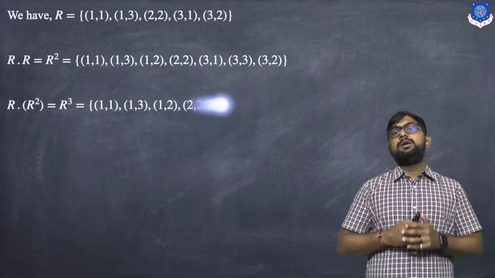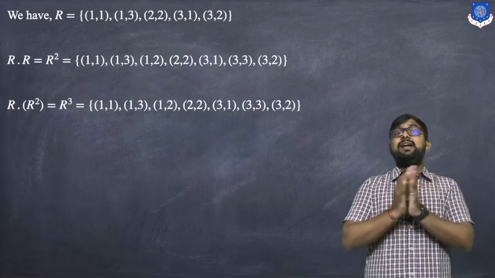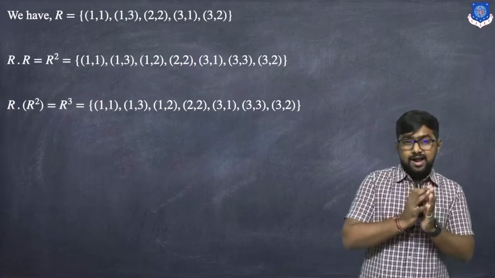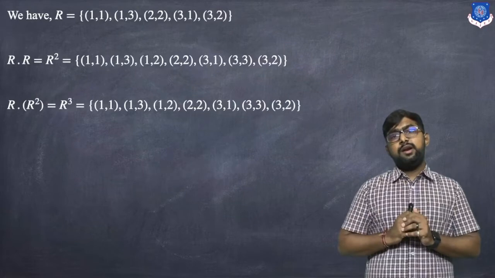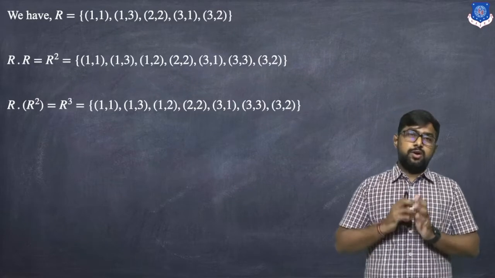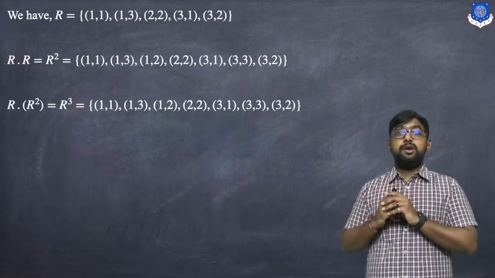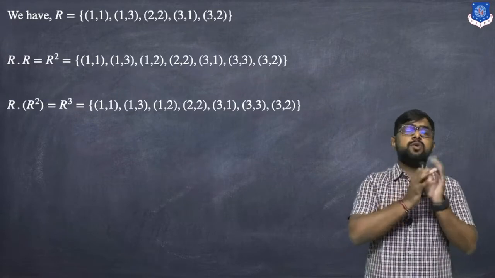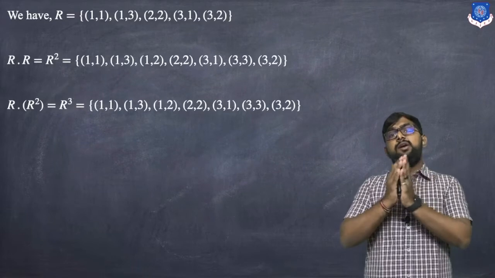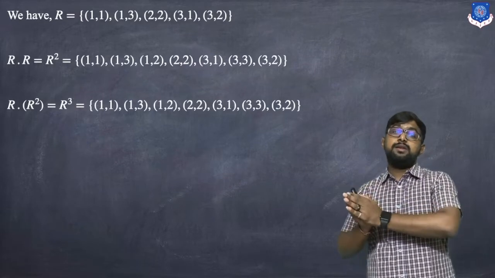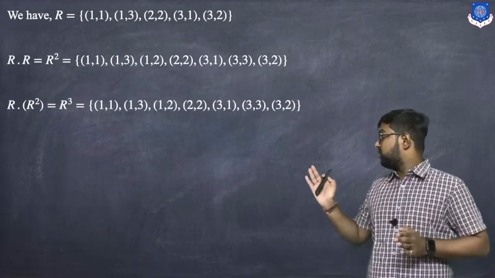So next, R cube, that is R and R square. Now consider R and R square. 1 is related to 1 and 1 is related to 1, so the (1,1) pair will be there. Now 1 is related to 1 and in R square 1 is related to 3, so the (1,3) pair will be there. Now 1 is related to 1 and 1 is related to 2 in R square, so the (1,2) pair will be there.